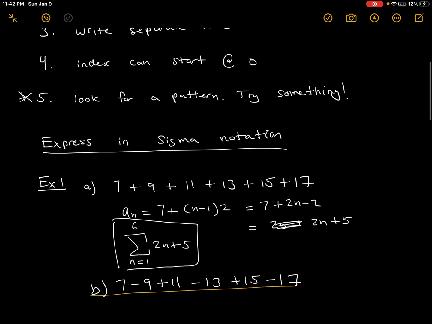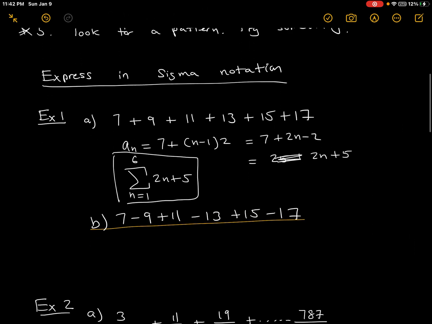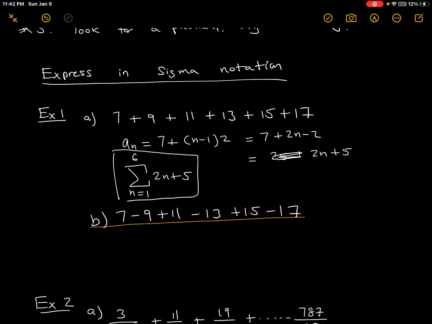6 terms here. So if you take a look at example 1b, these numbers are almost identical to the previous example, 1a. Except the signs alternate. And so what I'm going to do is write this rule again because I just completed it, right? It's n is equal to 1 to 6 of 2n plus 5. And because it starts right here at positive and then it goes negative, what I'm going to do is put this in parentheses and simply write -1 to the n plus 1.